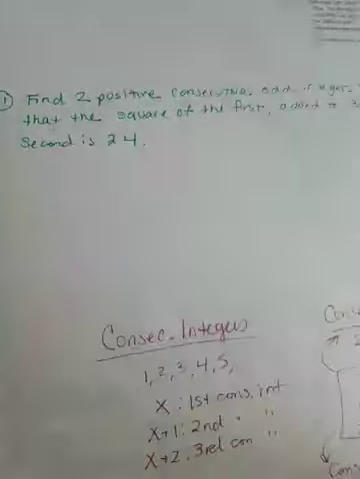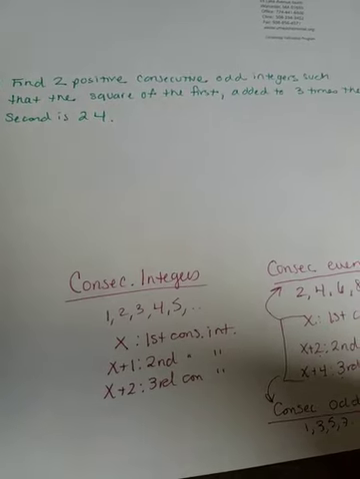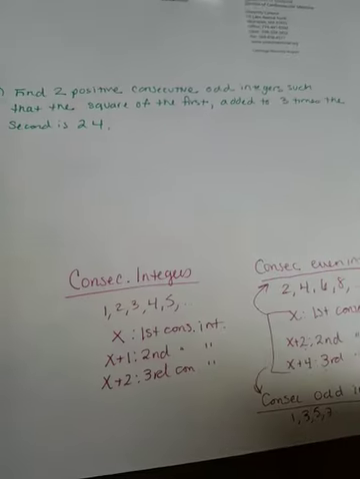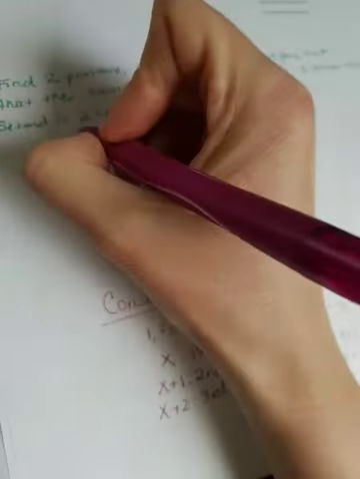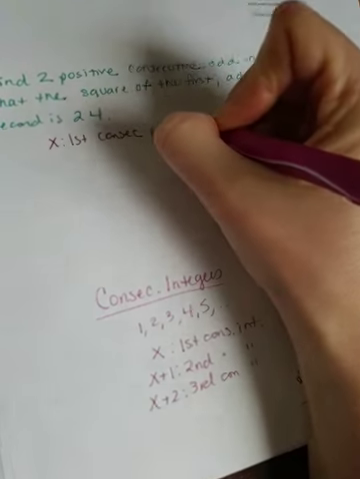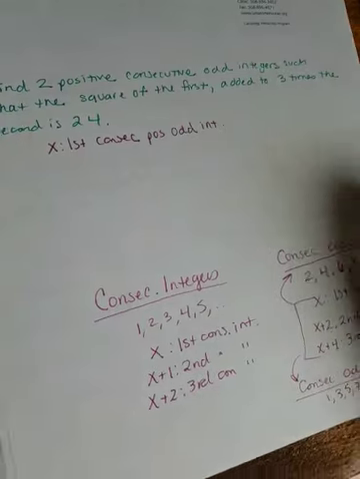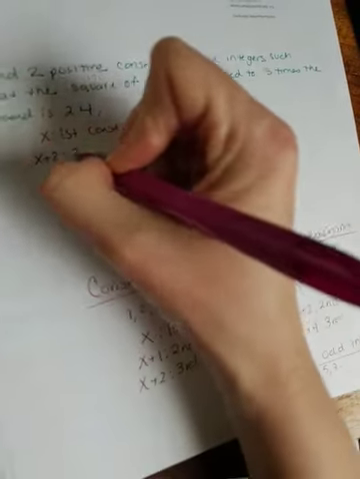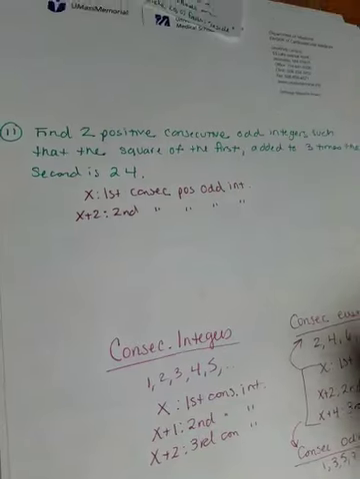Okay, so the one I'm going to go over on your homework tonight is number 11. That one says, find two positive consecutive odd integers such that the square of the first added to 3 times the second is 24. So again, you have to define your variables. We're going to let x be the first positive odd integer, and we're talking about only two of them. So x plus 2 will be the second consecutive positive odd integer. So there I am defining my variables.